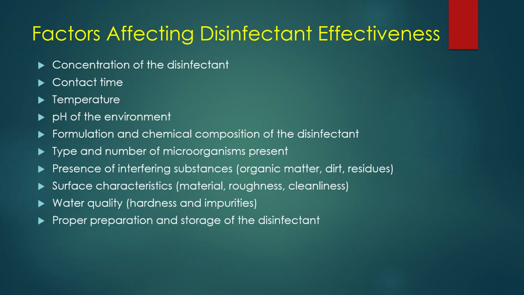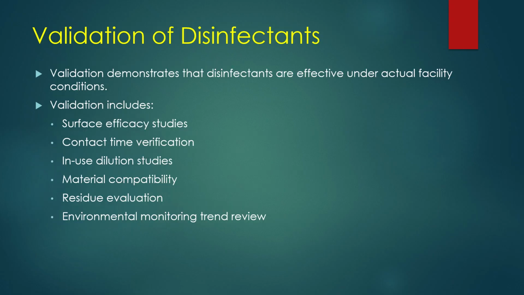So, what determines how effective a disinfectant will be? Several factors can influence its performance. These include the disinfectant concentration, contact time, temperature and pH, as well as its formulation and chemical composition. The type and number of microorganisms present also matter. In addition, organic matter, dirt, or residues on the surface can interfere with disinfection. Surface characteristics, water quality, and the way the disinfectant is prepared and stored can also affect its effectiveness.